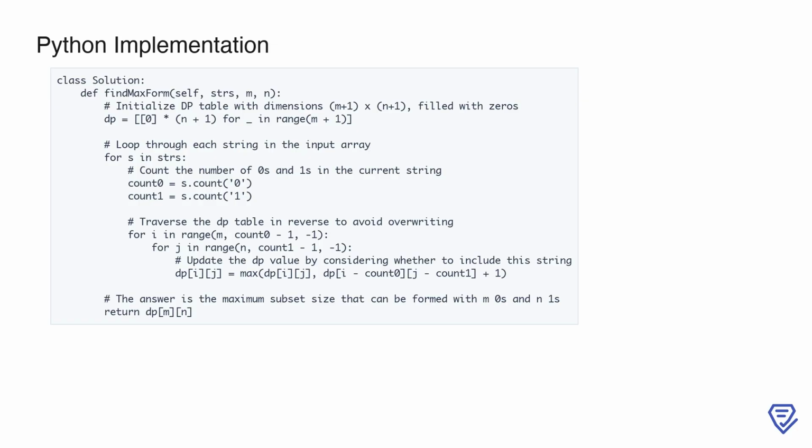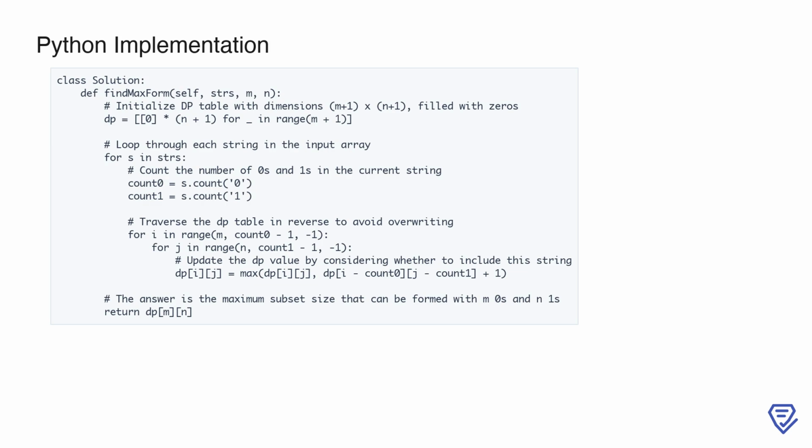1. Initialize the DP table. The DP table is a 2D list with dimensions m+1 by n+1, where dp[i][j] represents the maximum size of a subset that can be formed using at most i zeros and j ones. Initially, all entries are set to 0 since no strings have been considered yet.